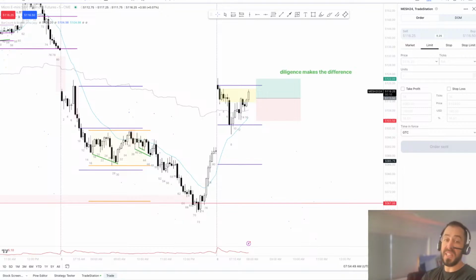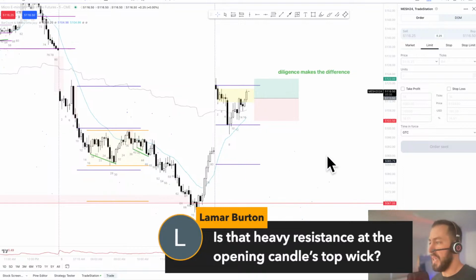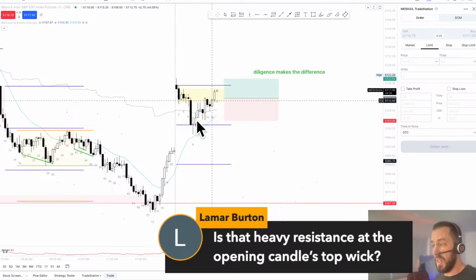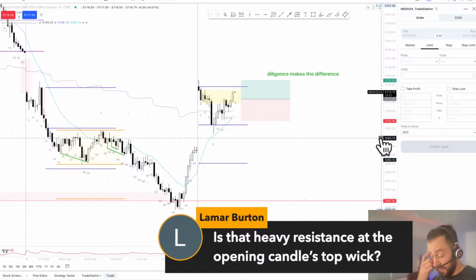We're day trading the S&P 500 futures. And we had a question from Lamar. Is that heavy resistance at the opening of the candle's top wick? I'm not seeing any resistance, man. See all that? That's the bulls getting the breakout to the upside. So, no resistance yet.